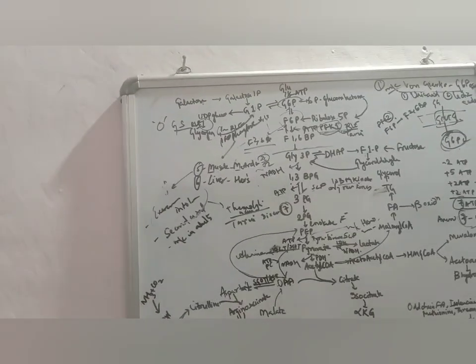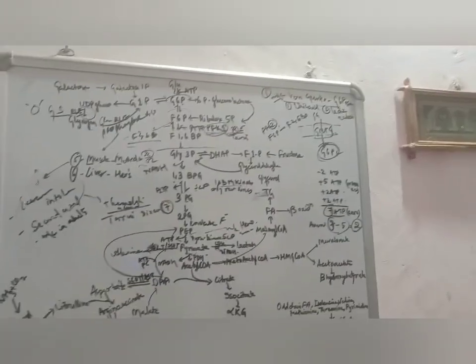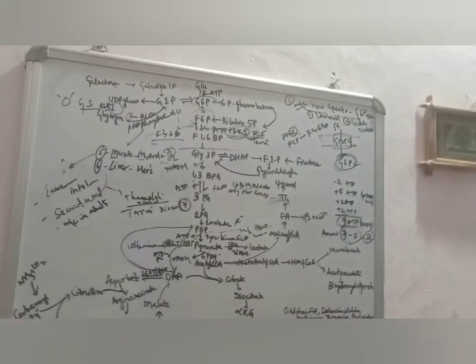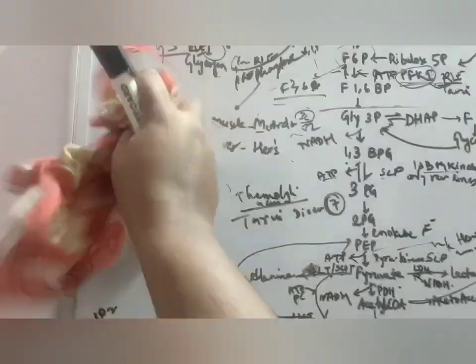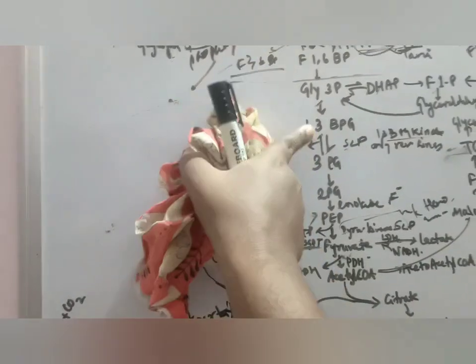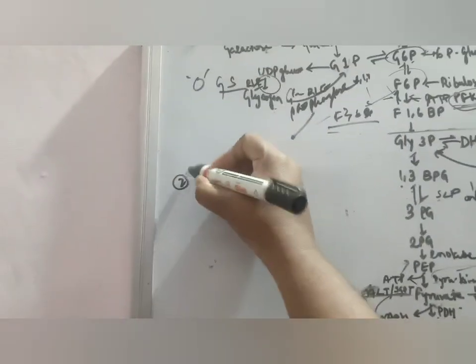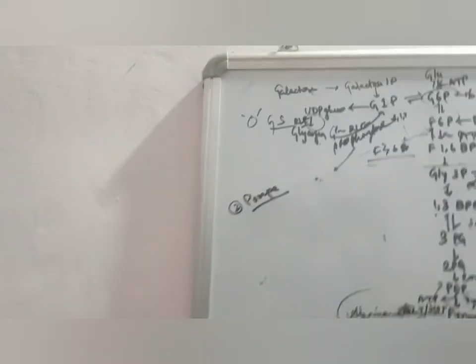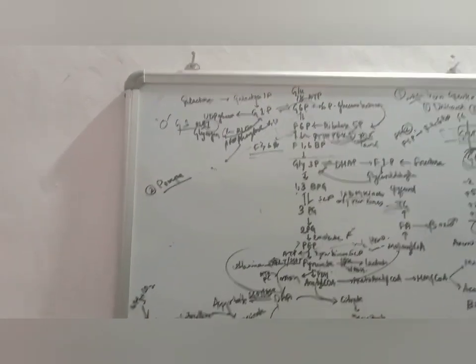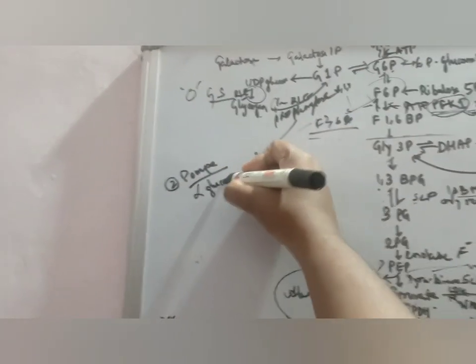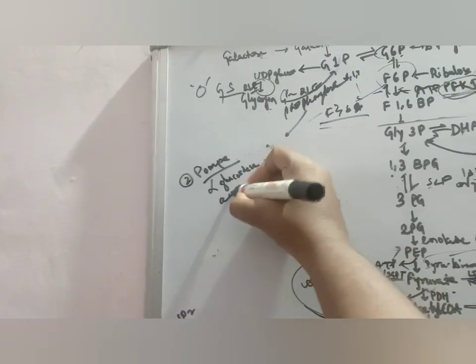Type 2 is very interesting because it is the only glycogen storage disease which is also a lysosomal storage disease. So type 2 is what? Type 2 is Pompe disease. It is the only disease which is both lysosomal and glycogen storage disease. And what is the enzyme defect? The enzyme defect is alpha glucosidase. Also, there is another name for it, acid maltase.